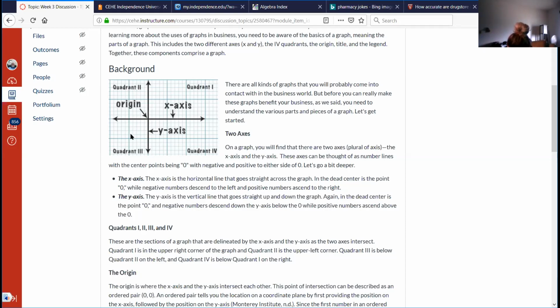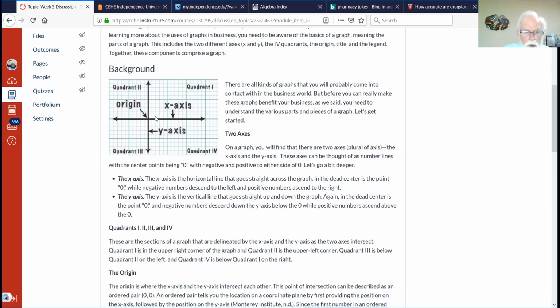If we go down to quadrant 3, we've dropped below the x-axis, so the y values are negative. The x values are still negative, so both values are negative. And when we get over here to quadrant 4, the x values now again are positive, but the y values are negative. Every point in these quadrants can be described by a value of x and y.